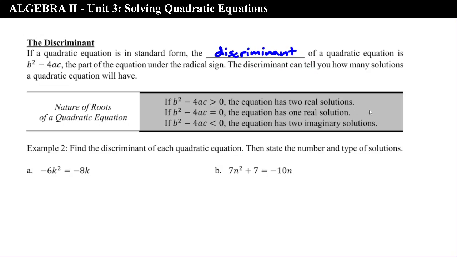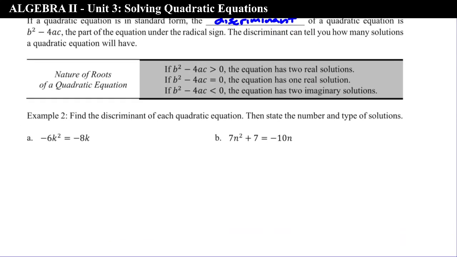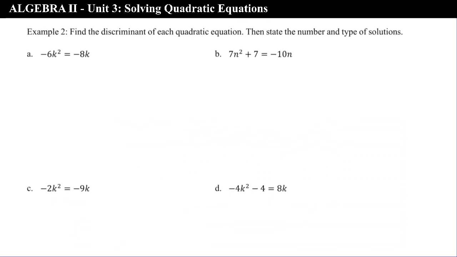So here is a list of what it means. If it's positive, you have two real solutions. If what's under the square root is 0, you have one real solution. And if it's negative, you have two imaginary solutions. So let's do a few examples of that to wrap up this section.